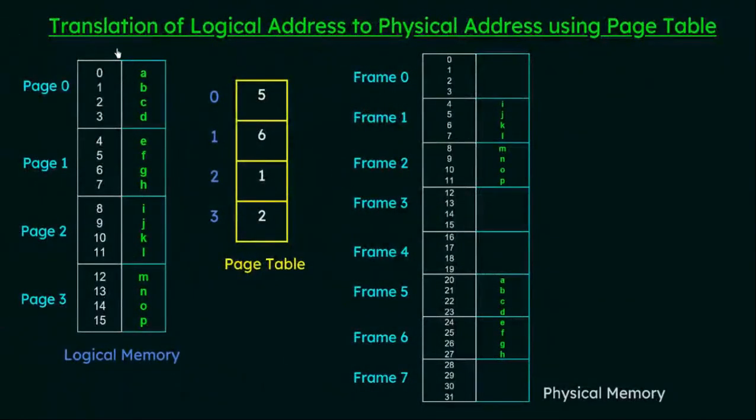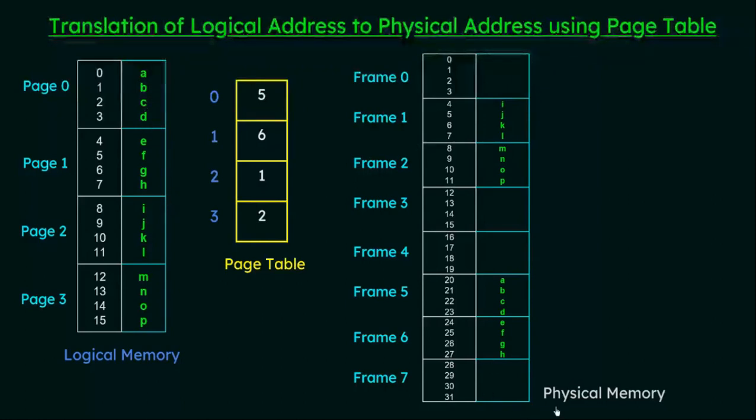As we continue discussing the translation of logical address to physical address using a page table, I am taking a process here. This is the logical memory of the process. Let's say this process is divided into 4 pages: page 0, page 1, page 2, and page 3. Then here we have our physical memory, which is also divided into fixed size blocks, 8 blocks here. In this example, our page size is 4 bytes, because inside a particular page there are 4 bytes of data. Consider each one as 1 byte. So our page size is 4 bytes.